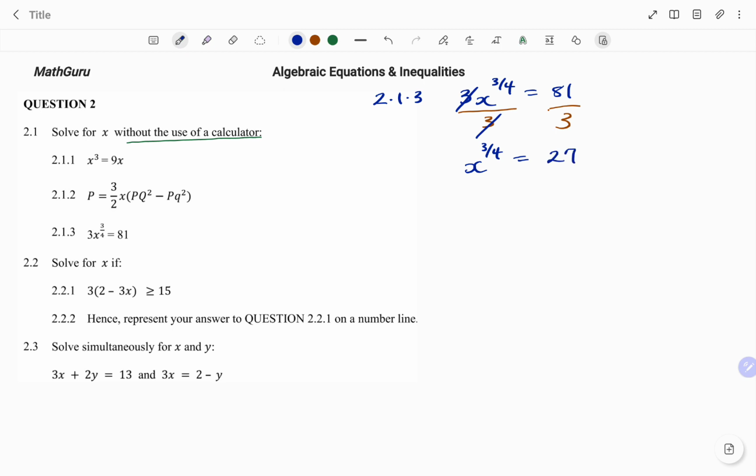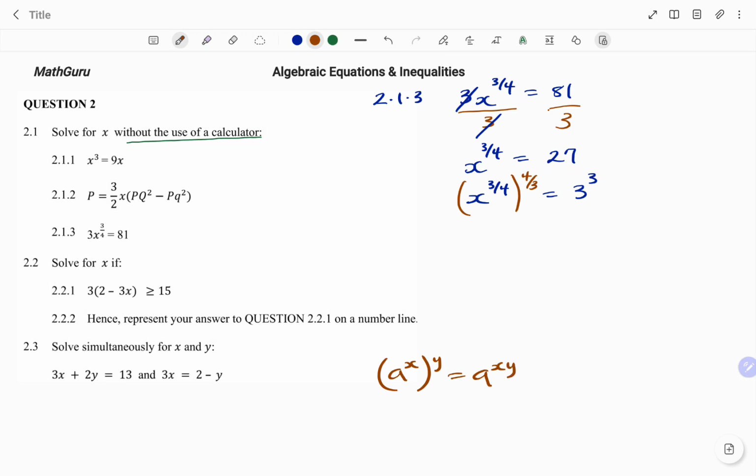To make it easy for me, I'm going to change my 27 to exponential form. So that's x to the power of 3 over 4 equals 3 to the power of 3. To make the power or the exponent of x 1, I will multiply by the inverse, which is 4 over 3. So multiplying by the inverse means I'm applying the laws of exponents that states that a to the power of x raised to another power of y will be a to the power of x times y.